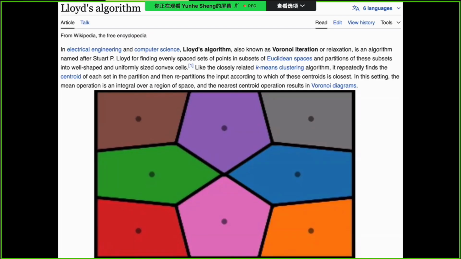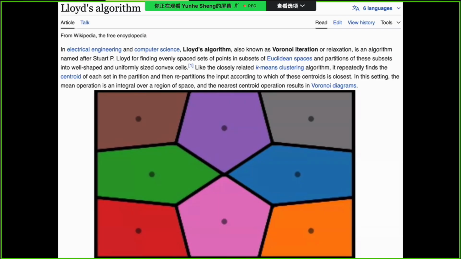Each of the subsets is a polygon, right? They are not, of course, all equal. The sizes are more or less uniform, but they are not identical. And of course, the shapes are not all identical, right? So how does the Lloyd algorithm work? So the idea of Lloyd was the following.